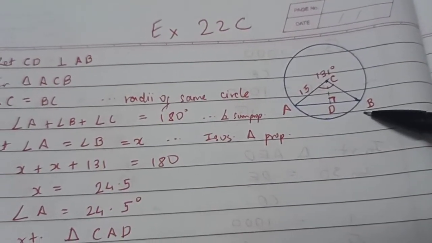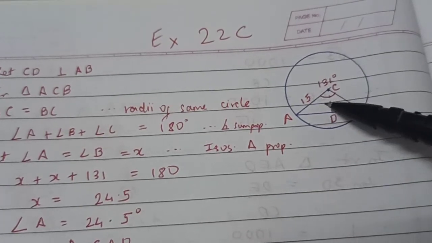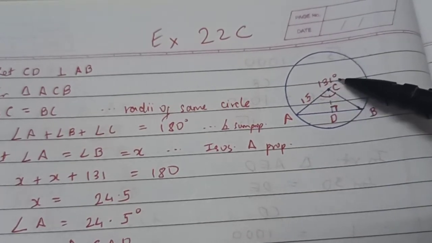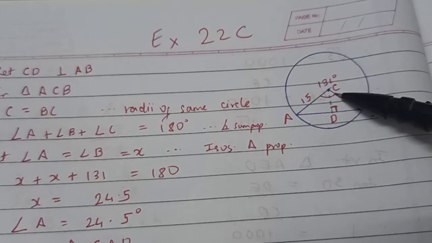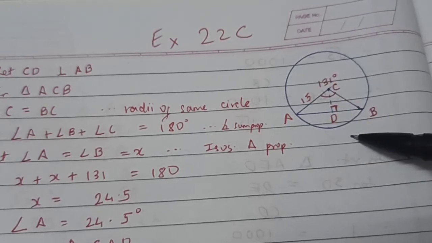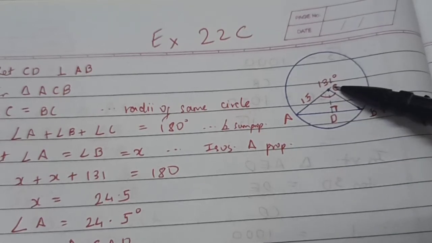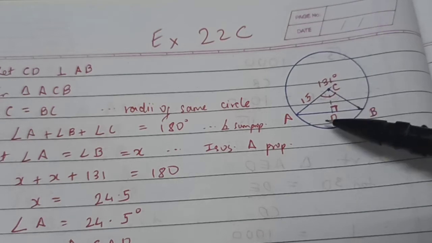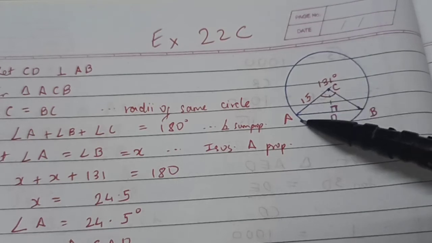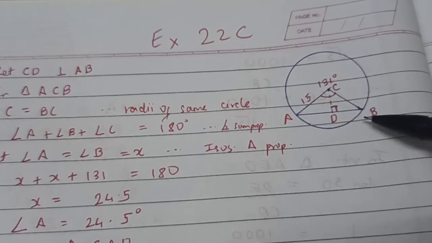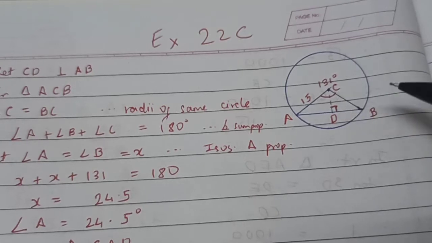AB is the chord. The central angle is 131 degrees. That is the angle subtended by the chord at the center of the circle. Angle ACB is given as 131 degrees. And the radius is 15 centimeters. That is AC is equal to BC is equal to 15 centimeters. Construction, we'll draw CD perpendicular to AB.